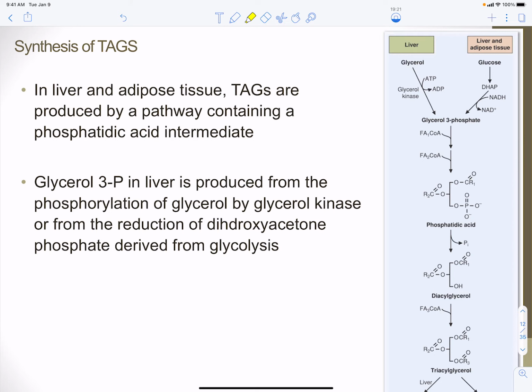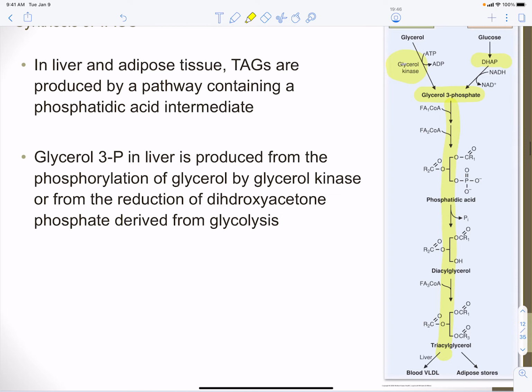So you have liver and adipose tissue producing in a similar pathway, so nothing really is different. The difference is in how they get there. So again, liver can use glycerol kinase, whereas your adipose tissue always has to go through the DHAP to glycerol 3-phosphate, and then after you get glycerol 3-phosphate, basically it's the same pathway all the way down to your triacylglycerol. In the liver, your triacylglycerol is going to be packaged into very low density lipoproteins. In your adipose tissue, it's going to go to storage.